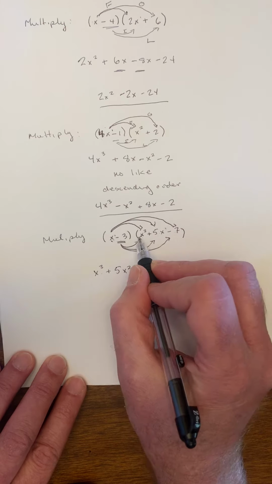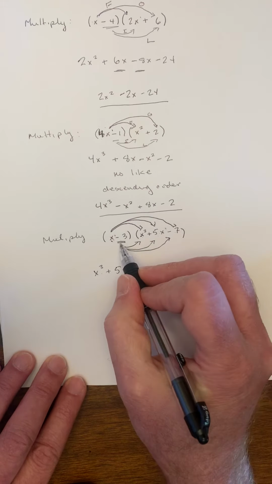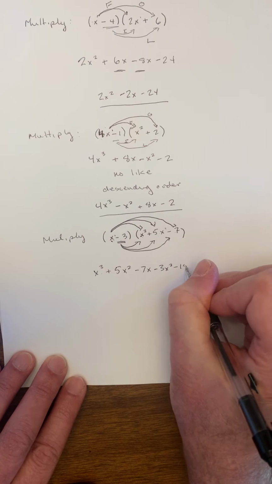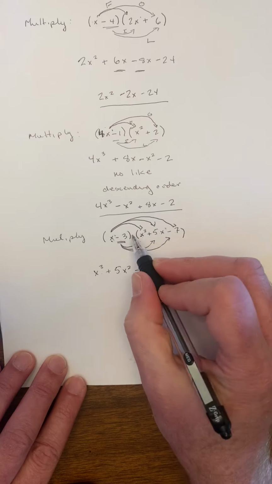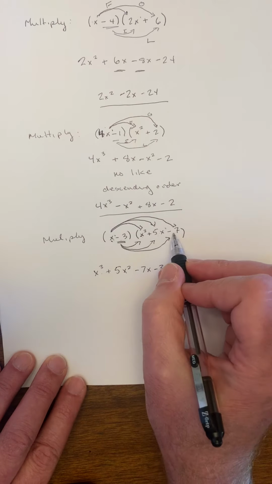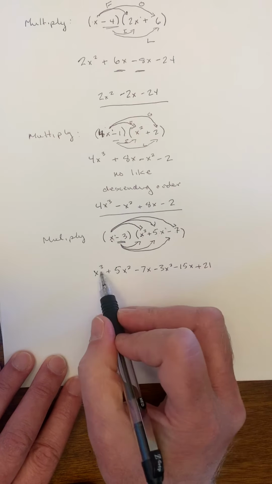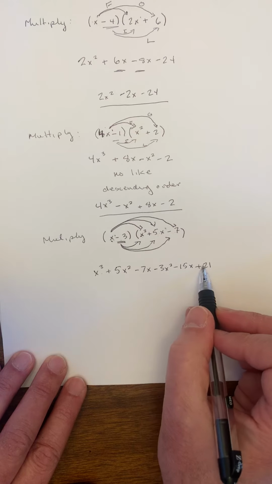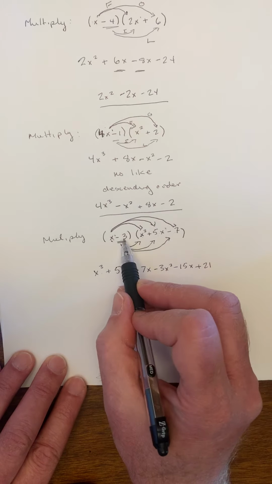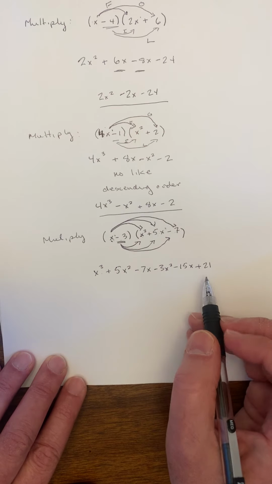First of all, negative 3 times x squared is negative 3x squared. Negative 3 times positive 5 is negative 15x. There's an x there, none there, so we just have 1x there. And finally, negative 3 times negative 7 is positive 21. So we have 1, 2, 3, 4, 5, 6 things. Because this x got multiplied by 3 things, and this negative 3 got multiplied by 3 things. Gave us a total of 6 total things.